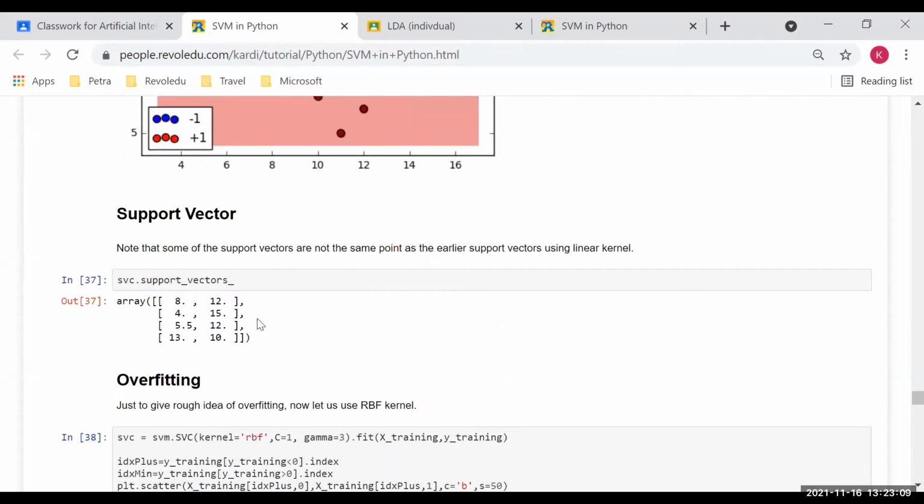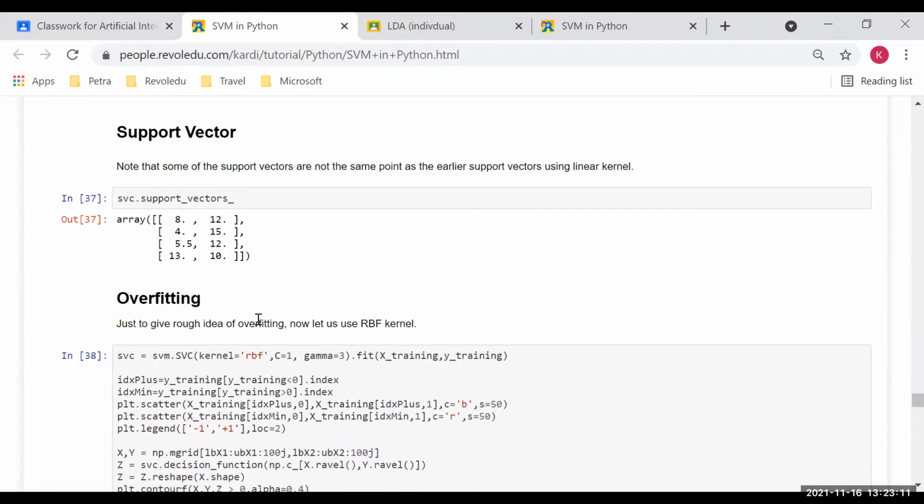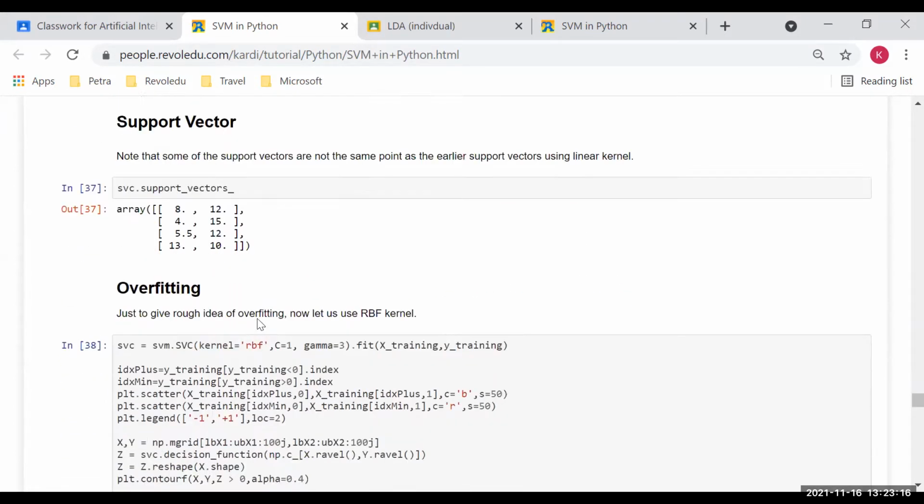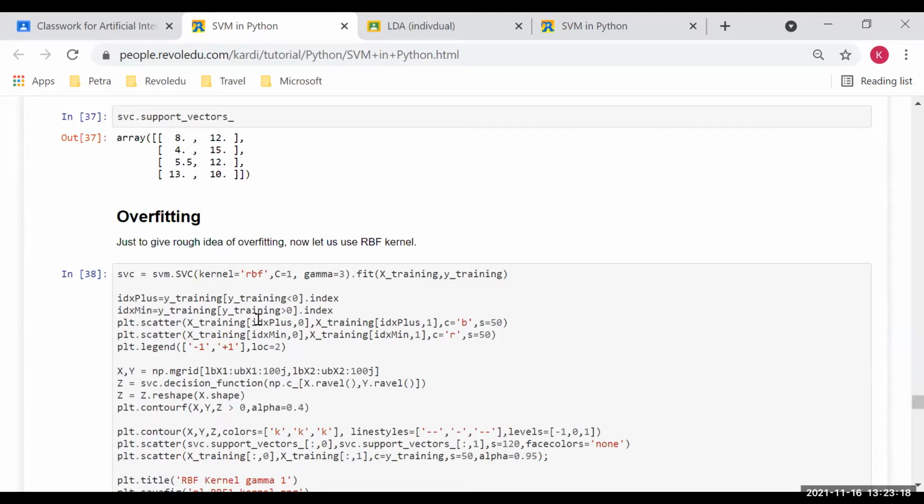Okay, but the question is, this is okay. Now let's try to get the rough idea of overfitting. Okay? Instead of polynomial, I use RBF. Okay, and then I set the gamma to 3.